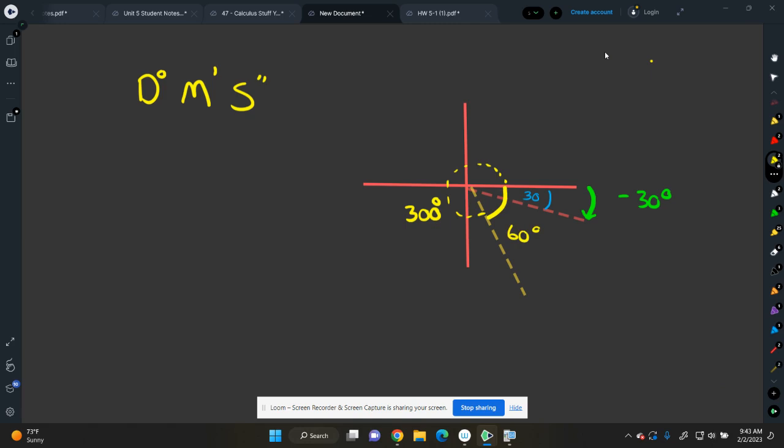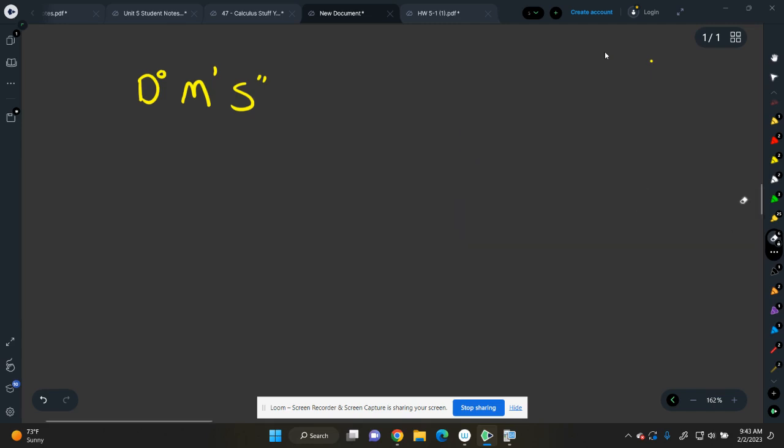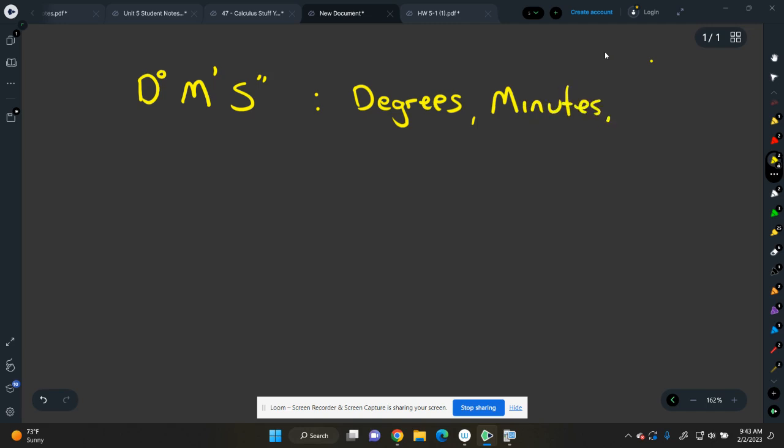Okay. So today we're going to talk about what we call DMS. DMS stands for degrees, minutes, seconds. This is used often in navigation, like aeronautics. They're not going to say 43.7 degrees. They're going to actually give you the minutes and the seconds, okay?